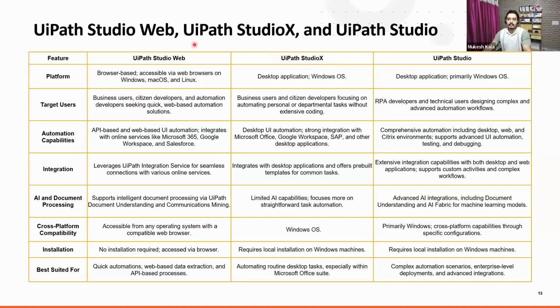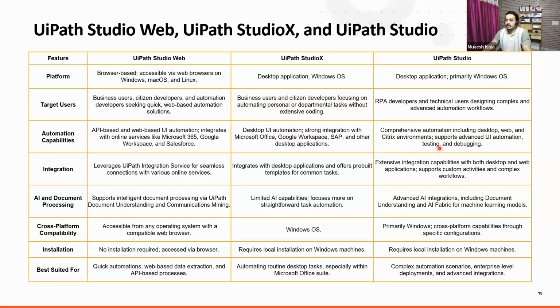This one is on the web, right? Who's the target user? Business users, citizen developers, and all. Automation capabilities with Studio Web, you can do API automation, web automation. You have integration to all of this. Whereas when it comes to the Studio Desktop, which I was saying, right? You could do some advanced automation. I was mentioning Citrix automation, like VM, Citrix, all of that can be done here.